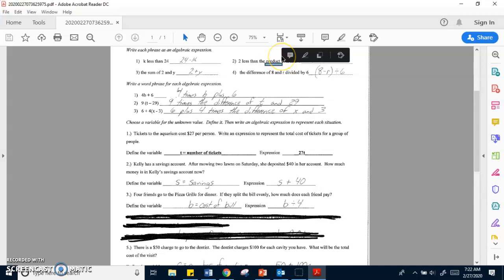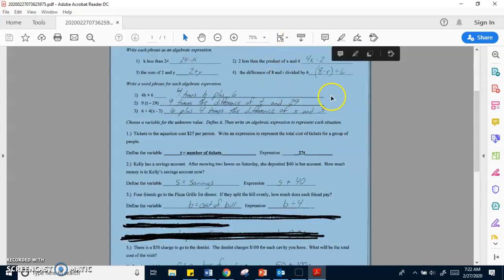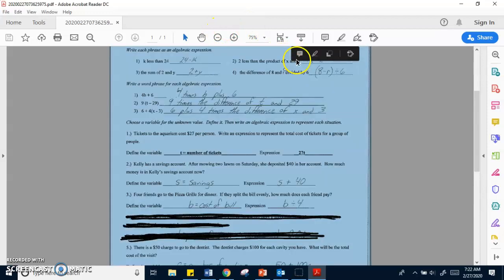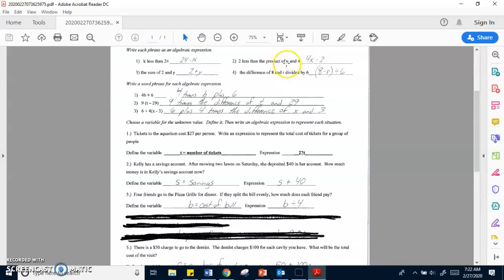Just looking at these questions, a couple of them up here to be aware of. Right here it says "the 2 less than the product of x and 4." That means we have to have 2 less than whatever the product of x and 4 is, whatever the answer is to that multiplication problem. So we need to take x times 4, or 4x, and then have 2 less than that. That's that trick we talked about. So it'd be 4x minus 2.